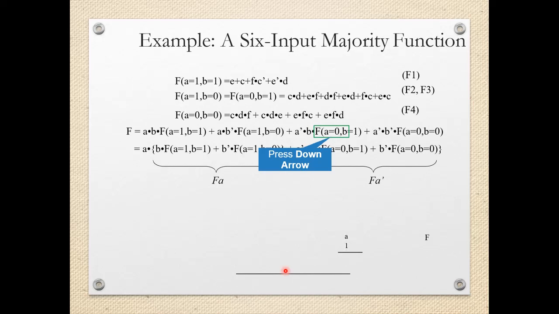This is another example where we want to implement a 6 variable function. So how it can be done, that we will see. Now the logical expression is divided into two parts, FA and FA bar.